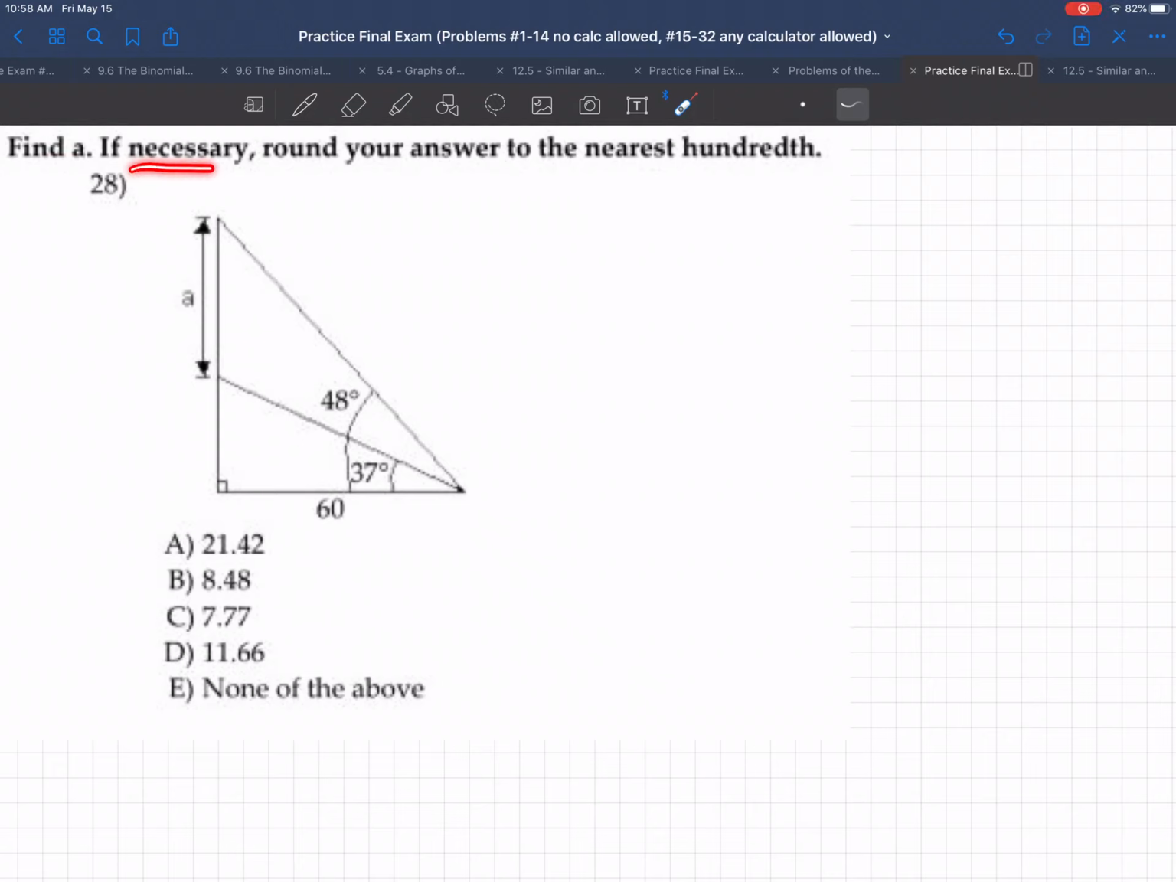Find A. If necessary, round your answer to the nearest hundredth. So we're supposed to find A, which is that length there. Notice that A is not a side in a right triangle, right? It's a side in this triangle, which does not have a 90-degree angle.